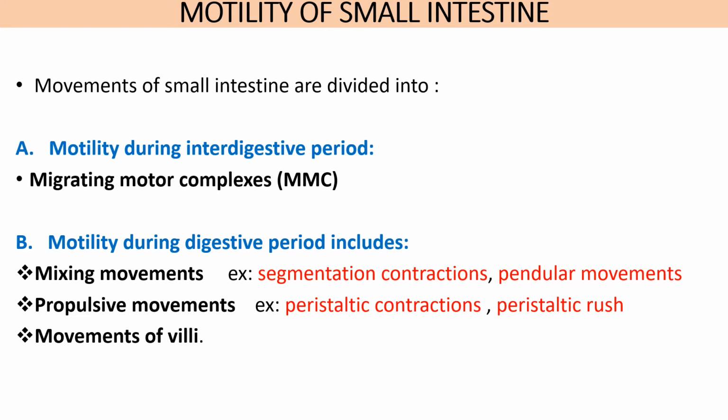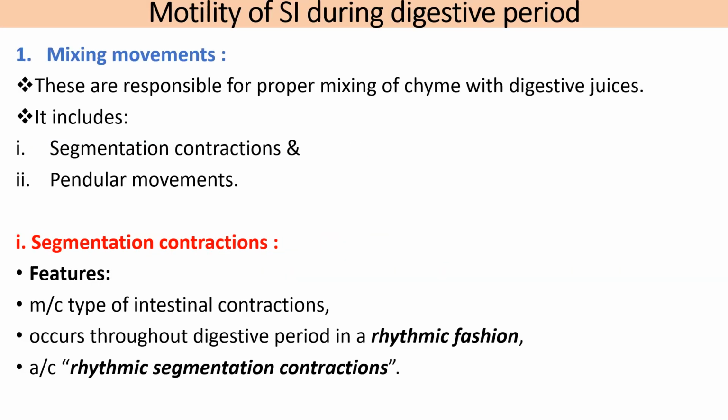Overall movements of the small intestine can be categorized into motility during the interdigestive period, where the major type of movement seen is the migrating motor complex, and the type of motility seen during the digestive period. These are mixing movements like segmentation contractions and pendular movements, then the propulsive movements like peristaltic contractions and peristaltic rush, and the movements of the villi. About the migrating motor complexes, I have already discussed in the previous slides.